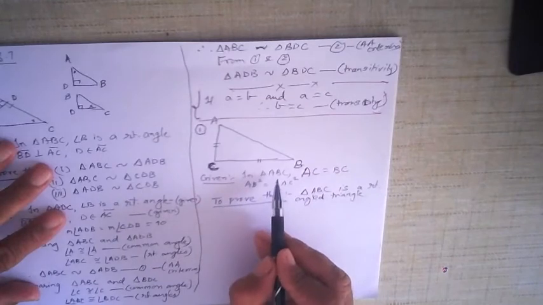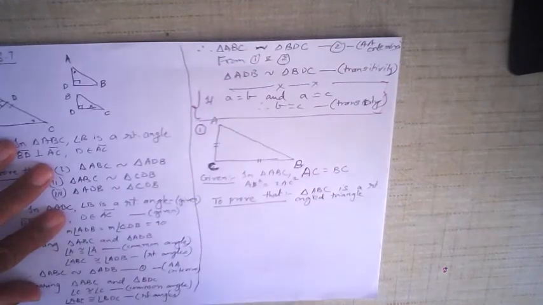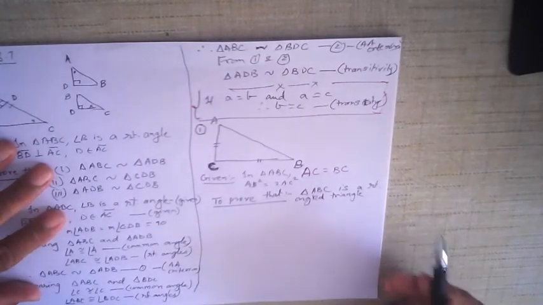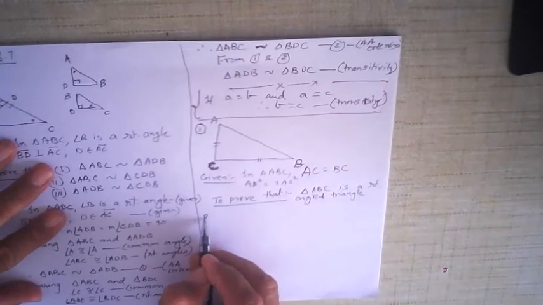What are we given in triangle ABC? Triangle ABC is an isosceles triangle in which AC is equal to BC. Also, AB square is equal to twice AC square. Prove that triangle ABC is a right angle triangle. Alright, let's see the proof.